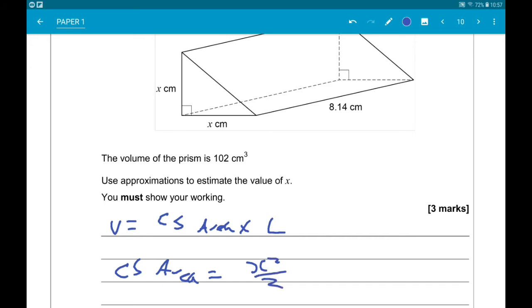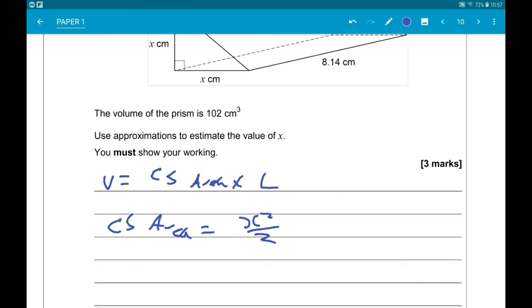Now, again, very importantly, it said use approximations. So we don't want to be dealing with 102 and 8.14. So we are going to say that 8.14 is approximately 8 and 102 is approximately 100.